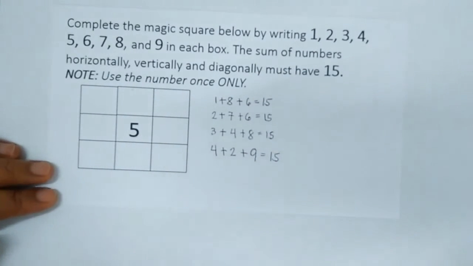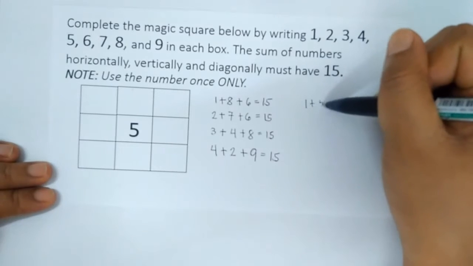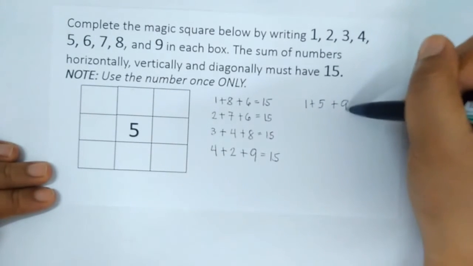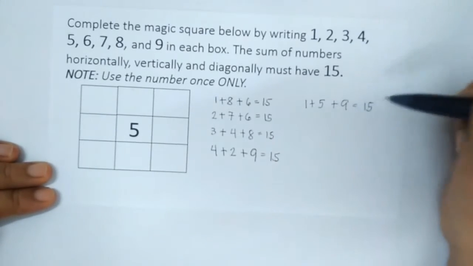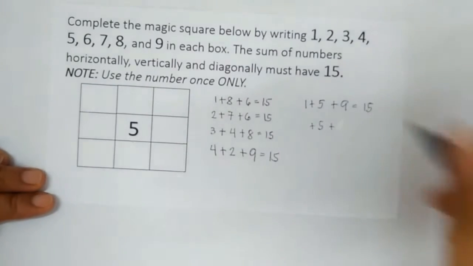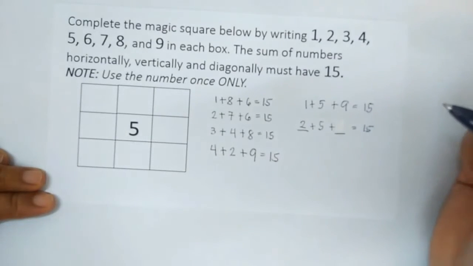Are there any other numbers? Yes, 1 plus 5 plus 9. Very good. Is equal to 15. As you can see, the middle number will be 5. So, what are the two missing numbers here? Yes, 2 plus 5 plus 8.